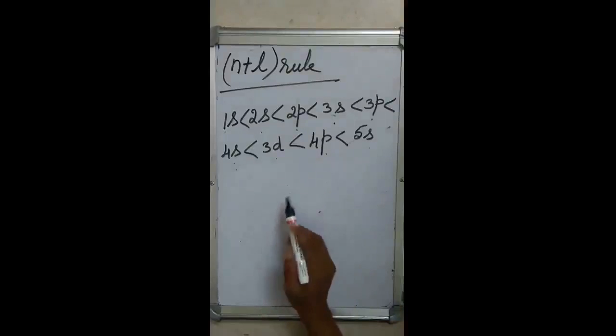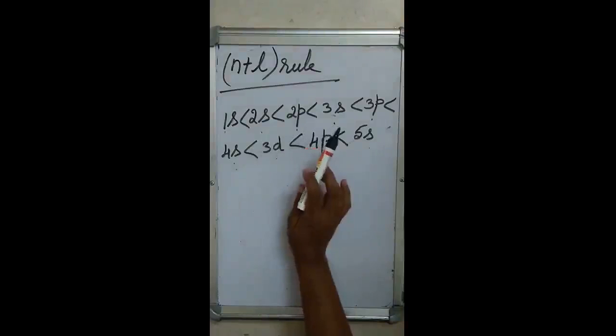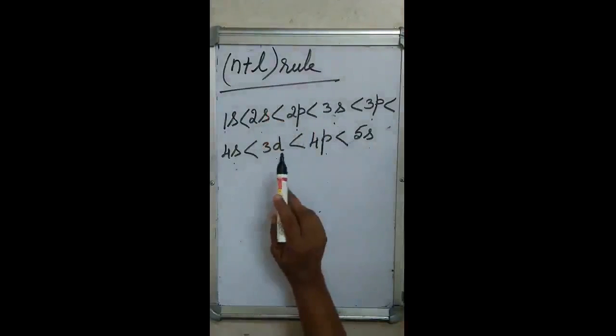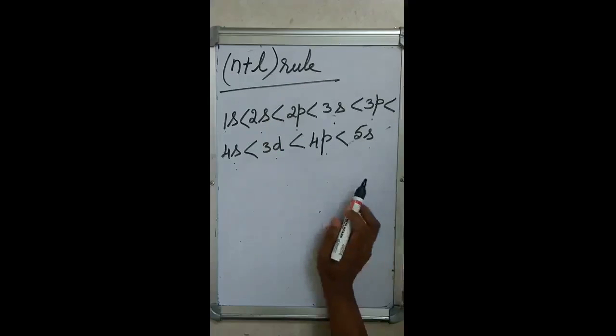Now I am going to explain the n plus L rule. What is the meaning of the n plus L rule? The n plus L rule helps to decide the energy level of each orbital.